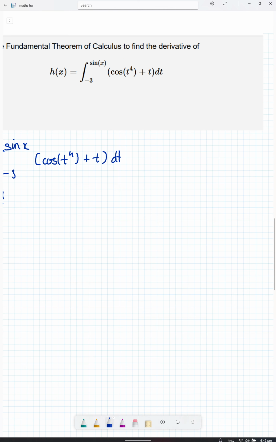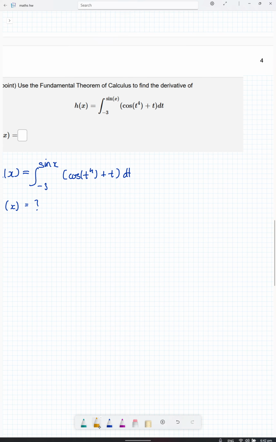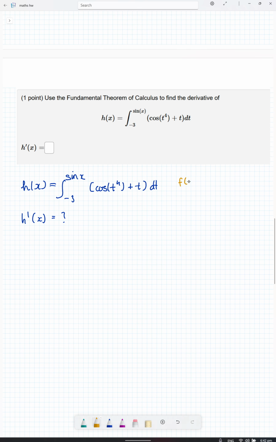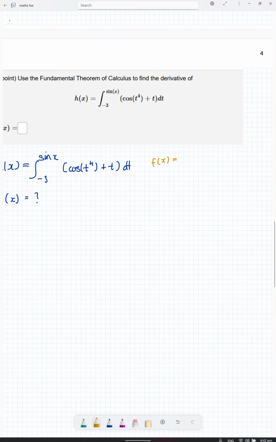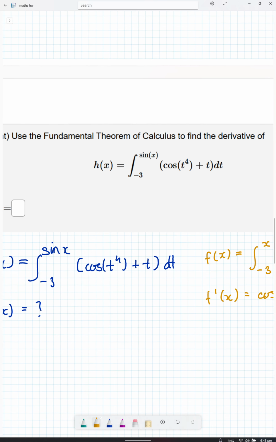Now, this is annoying because if I had another function, let's say f(x), that is simply, instead of sin x, just the integral from -3 to x of cos(t^4 + t) dt, then f'(x) would simply be substituting the x into the t's. So I would just get cos(x^4 + x). But we don't have that. What we have is sin x here.